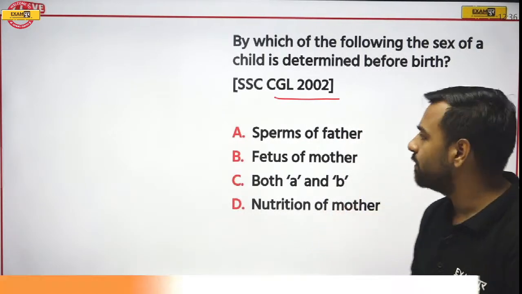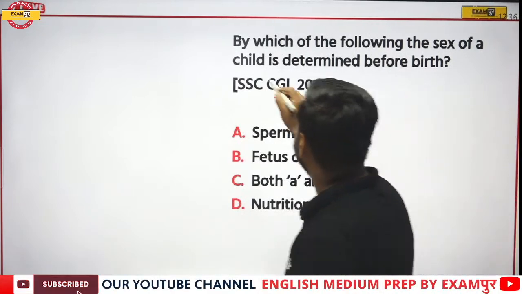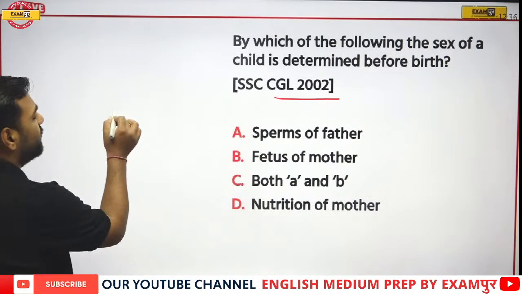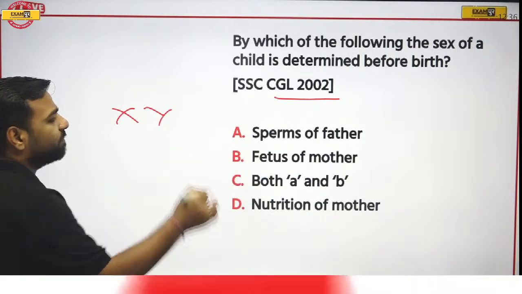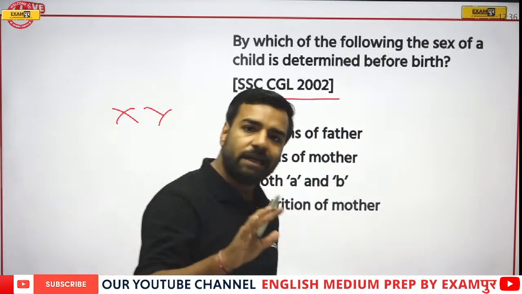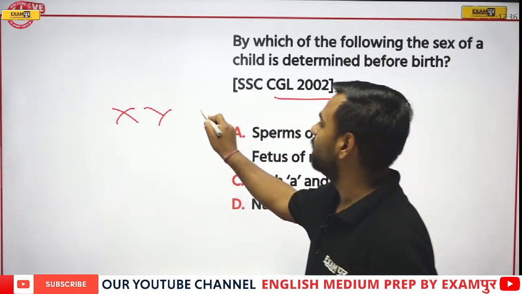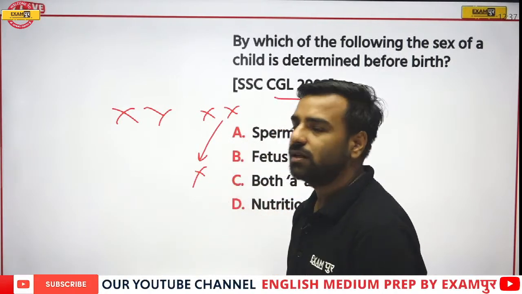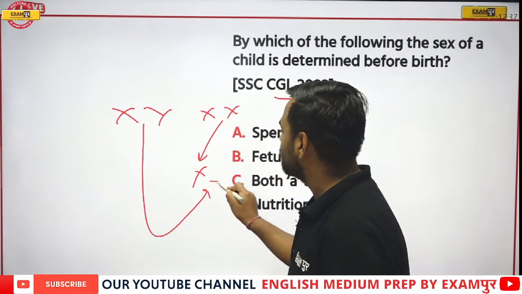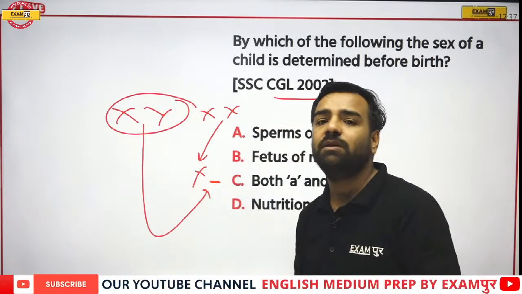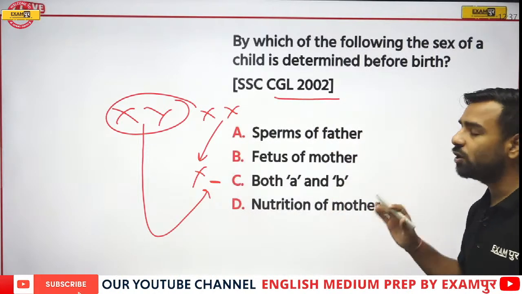Remember, whenever we are talking about sex determination, sex is actually determined by the sperm part, that is the sperms of father. It was never helped by the mother. Why? Because mother was already having XX. So it's very obvious one of the X is going to come from her. But whether it will be X or Y is determined by the father only. So option number C is not going to be the answer.